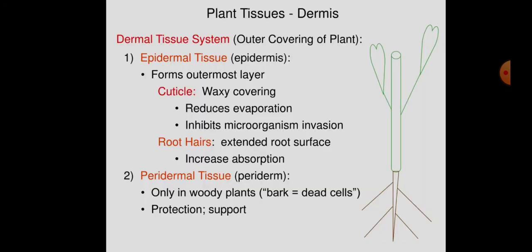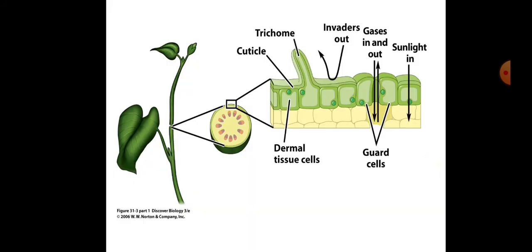This dermal tissue system is nothing but the outer covering of the plant. They form the outermost layer; as I have told earlier, the cuticle is a waxy covering, and root hairs are also there. Peridermal tissues are found only in woody plants or mature plants, like bark, made of dead cells. They function as a supportive system.